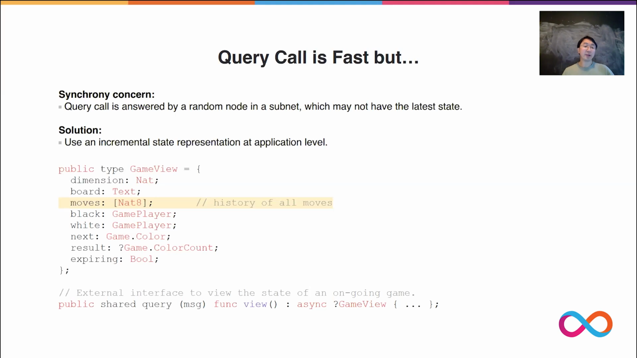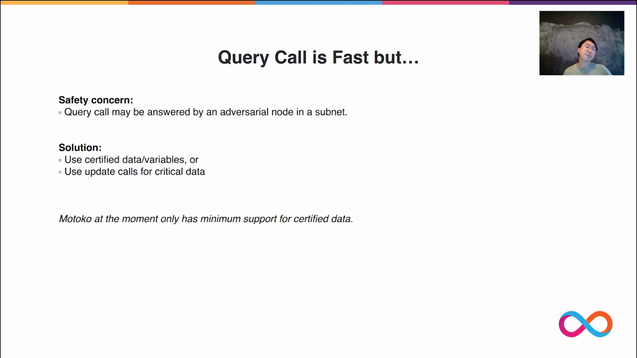So that's a common trick. You can use a counter here, which will work as well, but I use a list of moves because I want to verify whether the board is correct, which has to do with the next point.